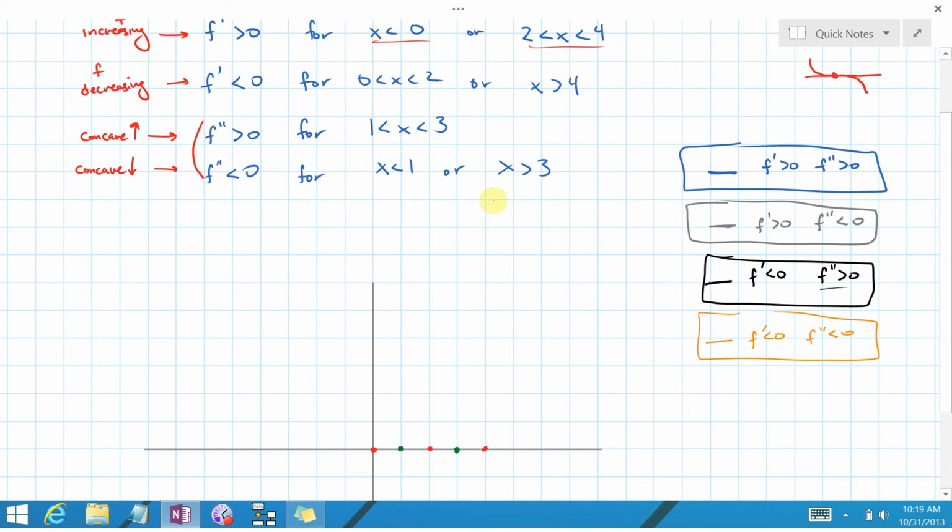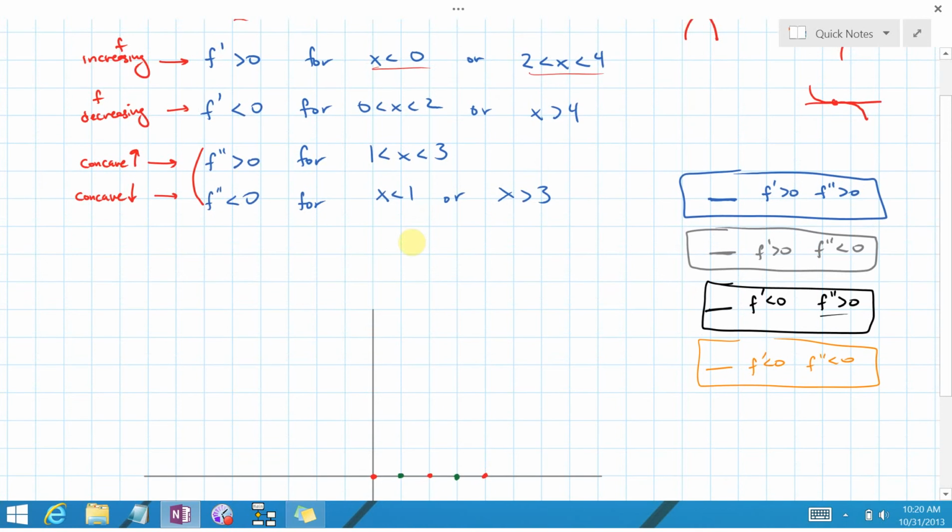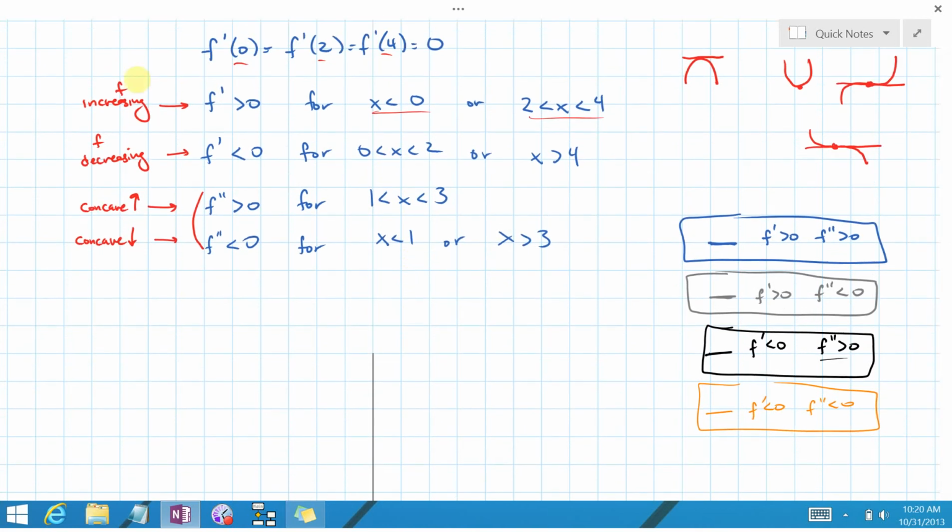Alright, so each of these 6 subintervals that I've drawn here are going to get color-coded either blue, gray, black, or orange. So let's figure out what they should be. To the left of this first red dot, this x equals 0 dot, that is for negative values of x, what are the signs of f prime and f double prime? Well, here, this first rule tells me that for x negative, my derivative is positive. So I'm increasing. I'm in one of these two situations.